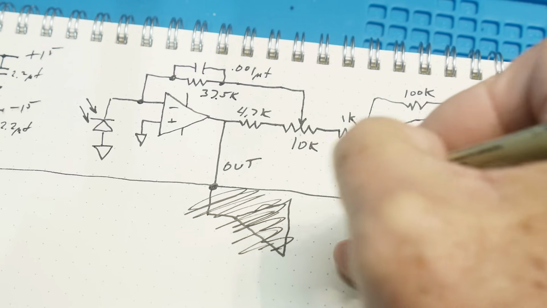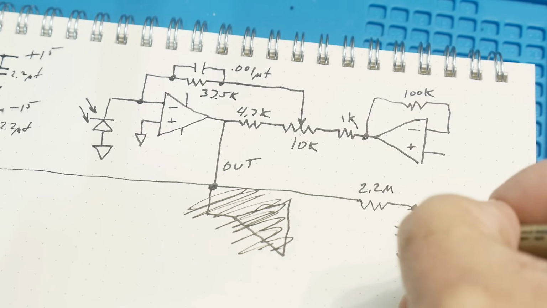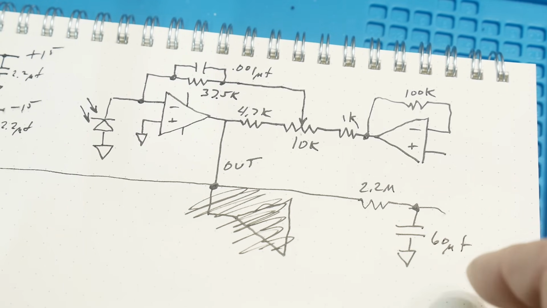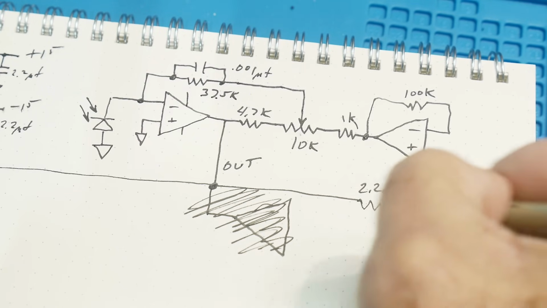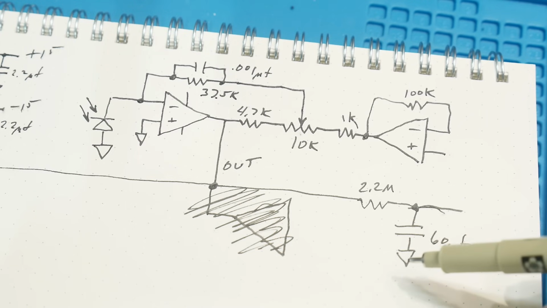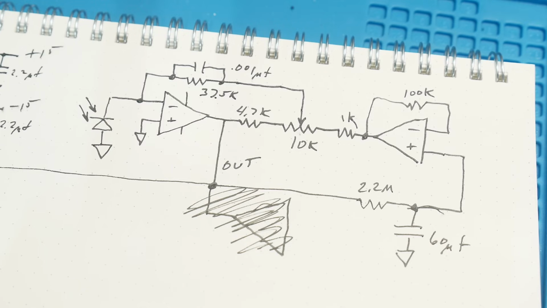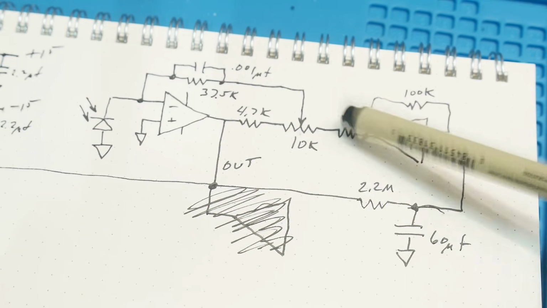Now this filter is 2.2 megohms and 60 microfarads. So that's a very, very slow filter. So you can sort of think of this as a time average, okay? And this is like 120 seconds. I mean, it's a long time, okay? And we're gonna actually come back around like this. Now, this doesn't make any sense at all, does it? We're gonna take the output and we're gonna feed it back in this weird divider network.